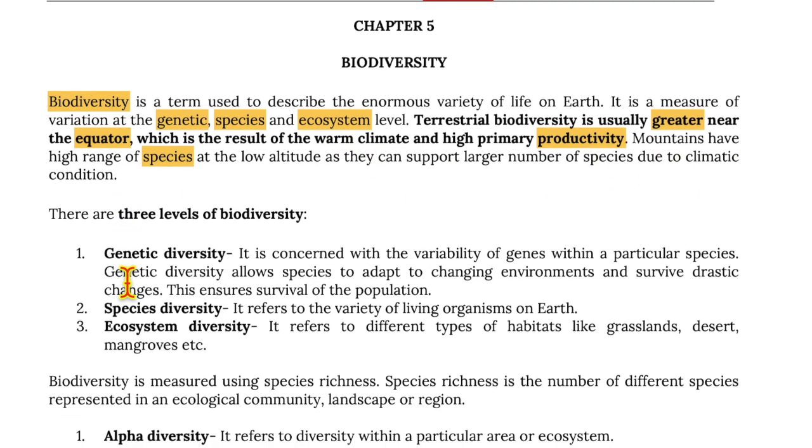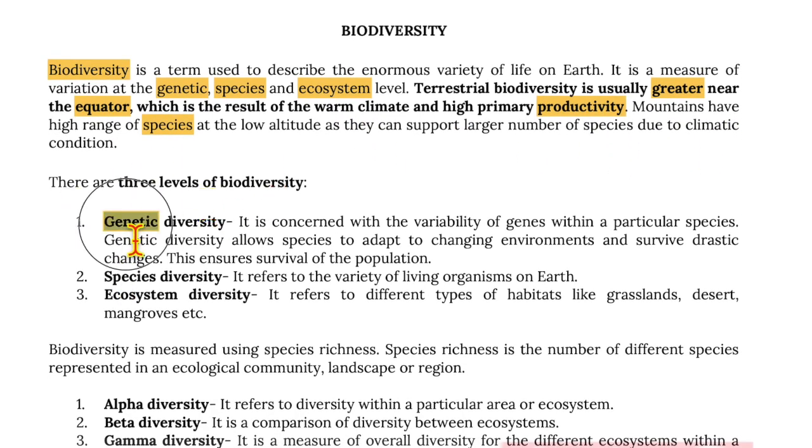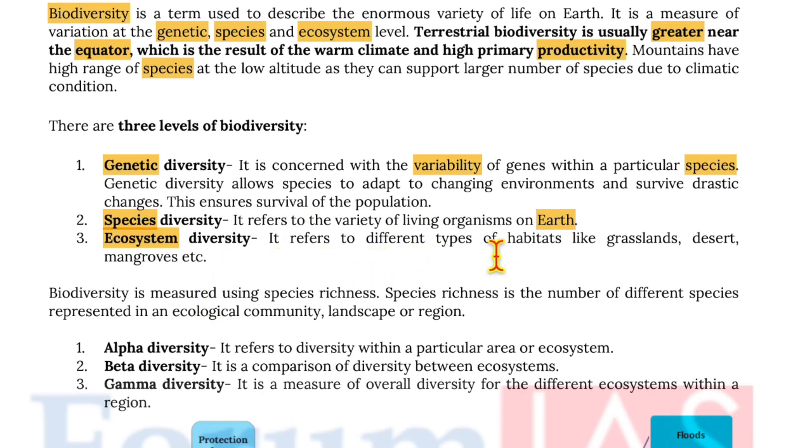climatic conditions. Moving on, there are three levels of biodiversity, that is genetic diversity, species diversity, and ecosystem diversity. Genetic diversity is concerned with the variability of genes within a particular species. Genetic diversity allows species to adapt to changing environments and survive drastic changes. This ensures survival of the population. Species diversity refers to the variety of organisms on Earth. Ecosystem diversity refers to the different types of habitats like grassland, deserts, and mangroves, etc.